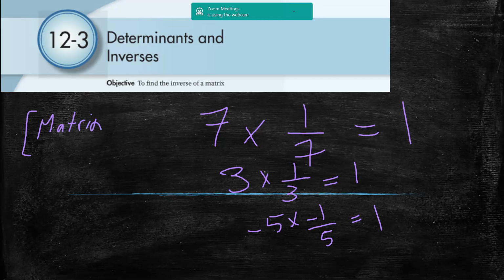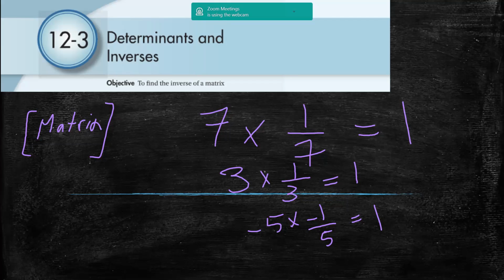Teacher, its reciprocal should be positive, right? Because the inverse of -5, it is... No. Reciprocal is 1 over, not the inverse.